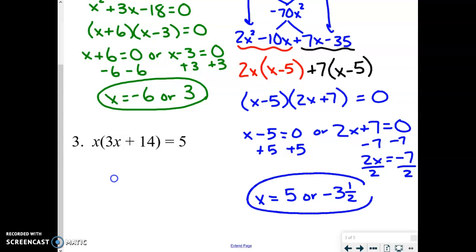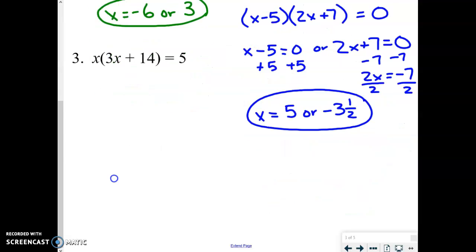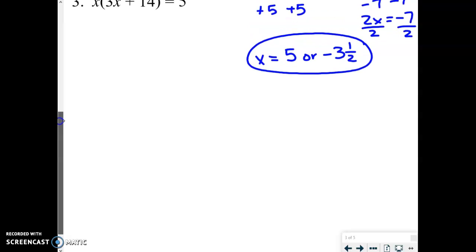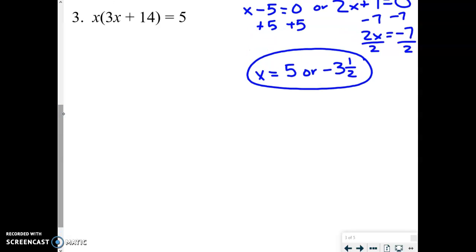And as far as the form of your answer, ladies and gentlemen, I do not mind if you have negative 7/2 or negative 3.5, as long as your answers are exact. The last example that we have here, ladies and gentlemen, on this page is one where we are actually going to have to distribute first, then we're going to have to get it equal to 0, and then solve it algebraically. So for this example, if we distribute, that would give us 3x squared plus 14x is equal to 5.